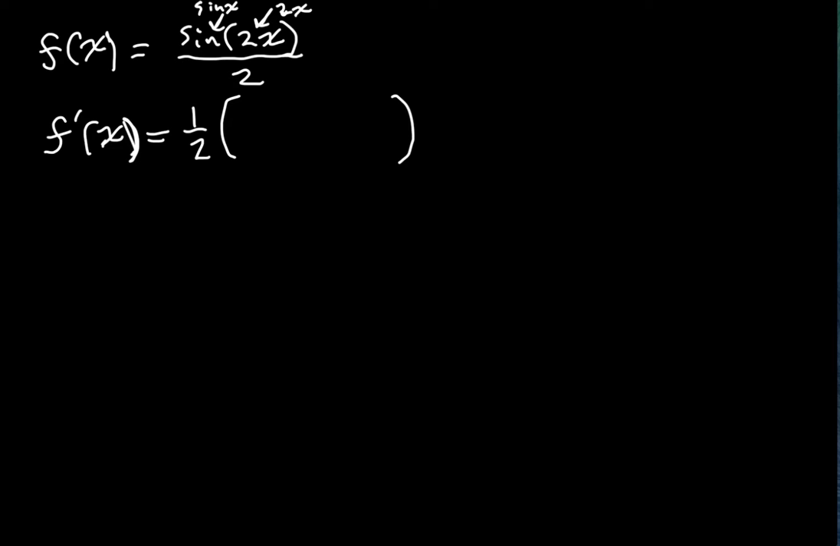So what do we need to do? For the chain rule, we need to take the derivative of the outer function with respect to the inner function. So we're essentially just taking the derivative of that outer function, sine of x, but then putting it in terms of the inner function, so 2x instead of x.